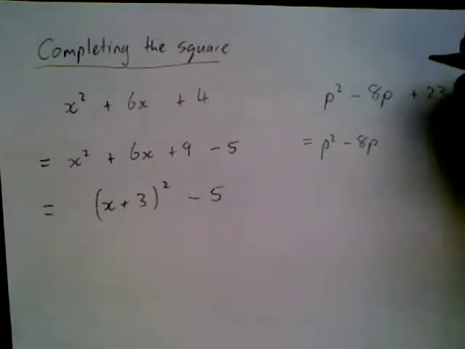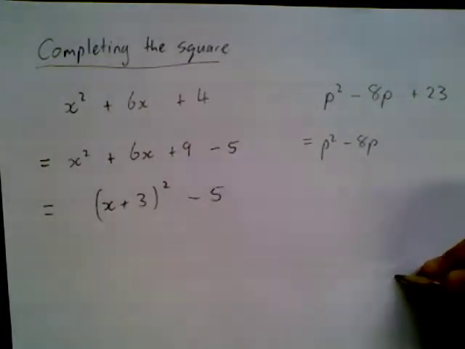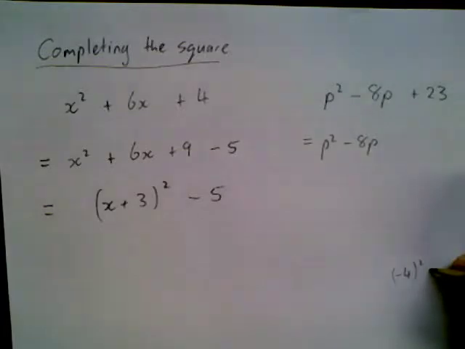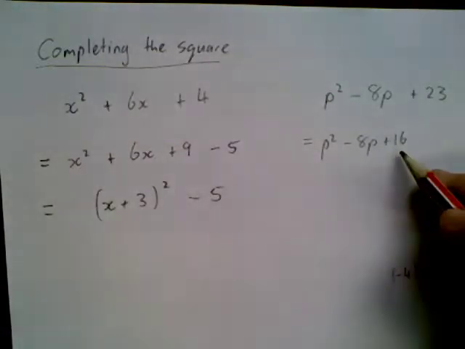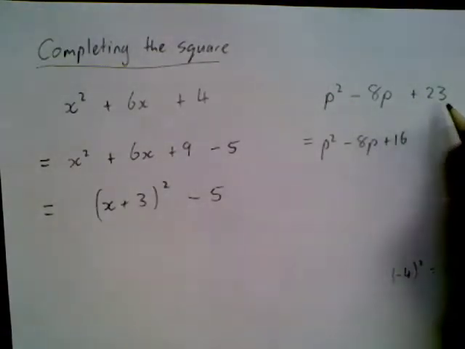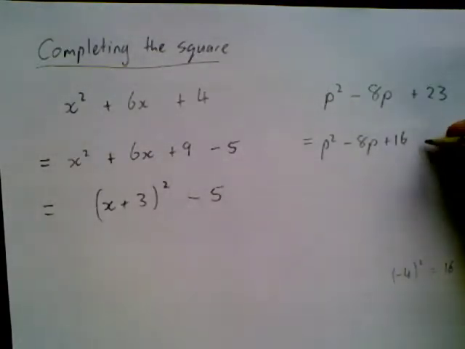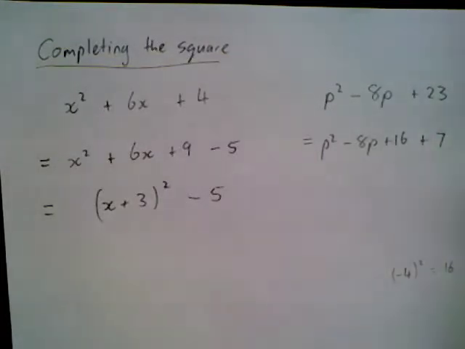Now remembering that negative 4, I'll just put it down here, negative 4 squared is actually positive 16. So we put a plus 16 there. And then, of course, we actually need the expression to be plus 23. We've made it into plus 16, so we need to add another 7 onto that.